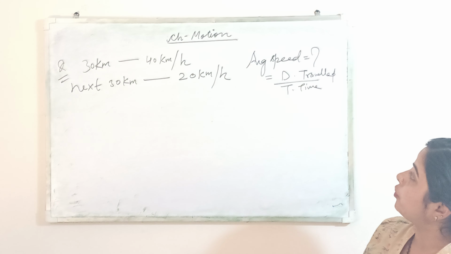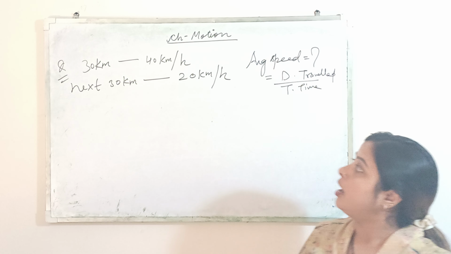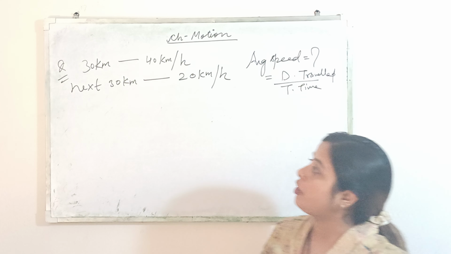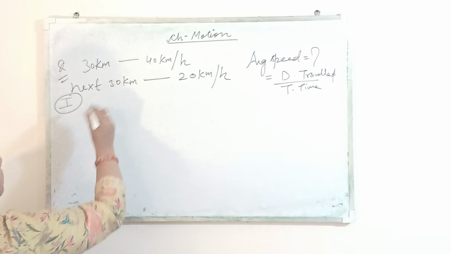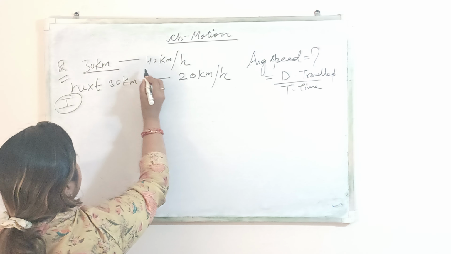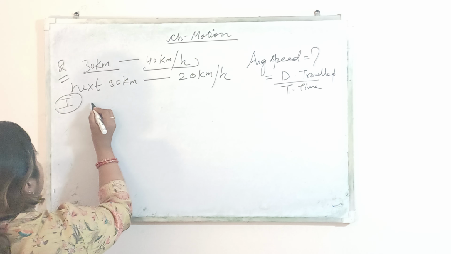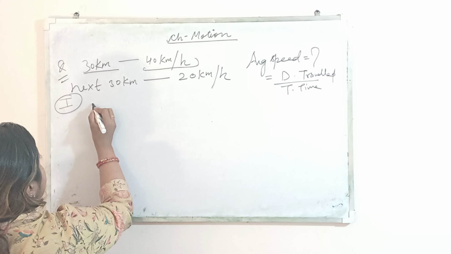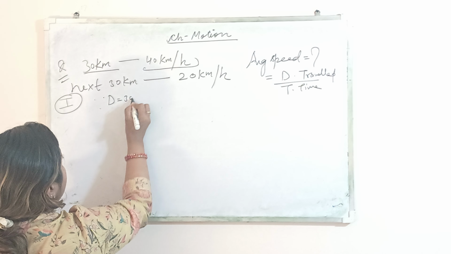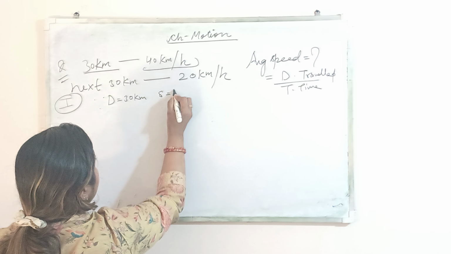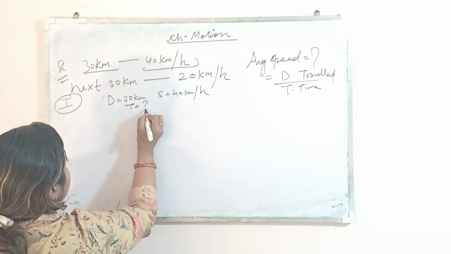Total distance traveled upon total time taken. So you have to calculate the total distance traveled upon total time taken. If we talk about the first part of the journey, that is when the person is covers 30 kilometer, that time the speed is 40 kilometer per hour. So in the first part of the journey, the distance given is 30 kilometer and the speed given is 40 kilometer per hour. You have to calculate first the time.